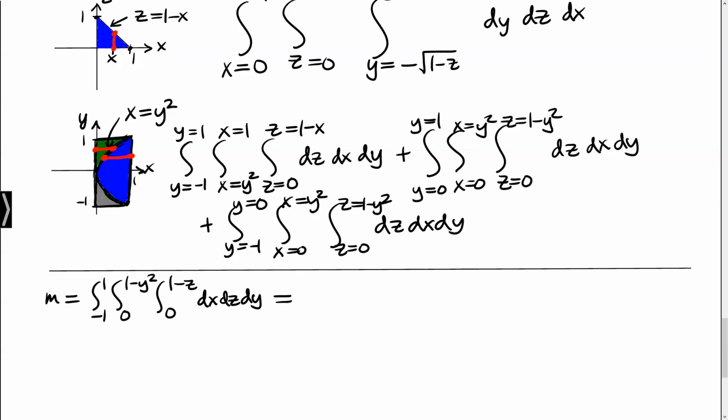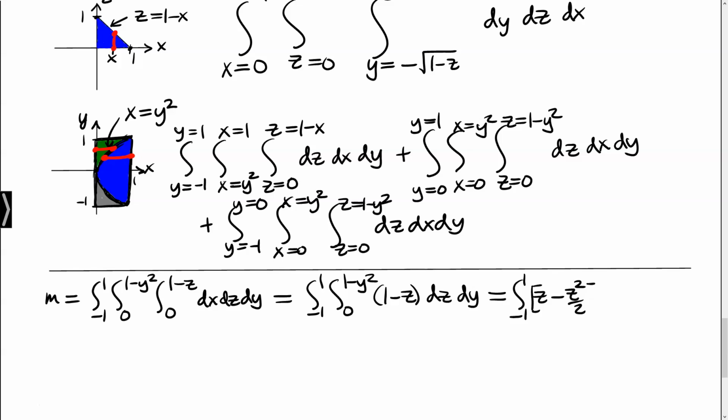Okay, so when we integrate with respect to x first, we just pick up 1 minus z, because the integral of 1 is just the length of the interval. So now it's the integral from -1 to 1, 0 to 1 minus y squared of 1 minus z, dz, dy. Now there's a little integration to do here, so we have to integrate 1 minus z. That's going to integrate to z minus z squared over 2, and we have to evaluate this between 0 and 1 minus y squared.